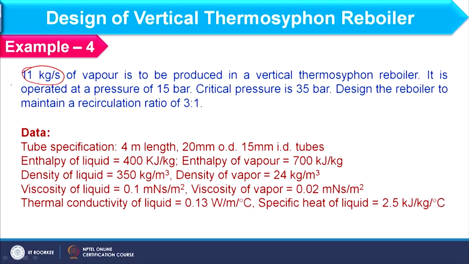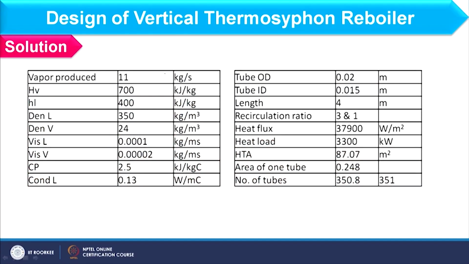Okay. So, here you see we have 11 kg per second of vapor which is produced in vertical thermosiphon reboiler. Operating pressure is 15 bar, critical pressure is 35 bar, and here recirculation ratio of 3:1 we have to maintain, right. Tube length and other properties are given. I am not going into detail of these. So, you see here I am having the values which are known to me, that is 11 kg per second, and this is basically the enthalpy of liquid and vapor and other properties, right. And tube dimensions are given to us.